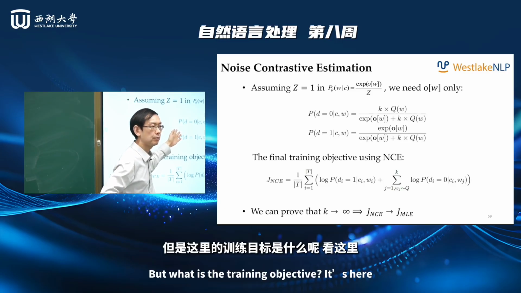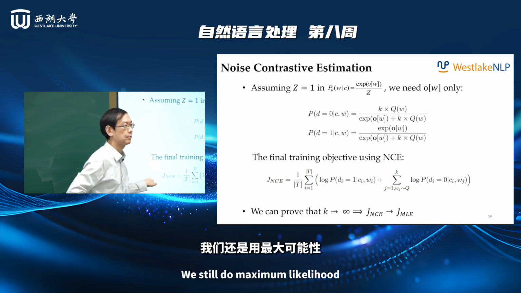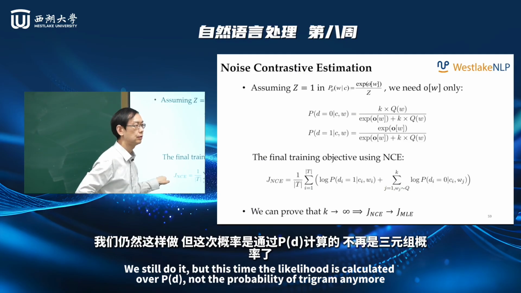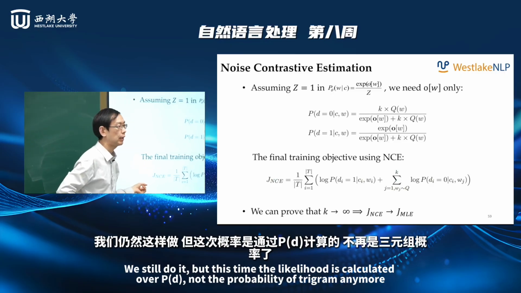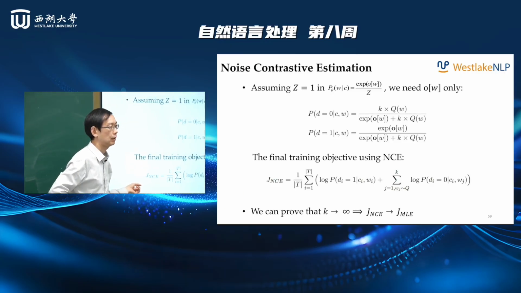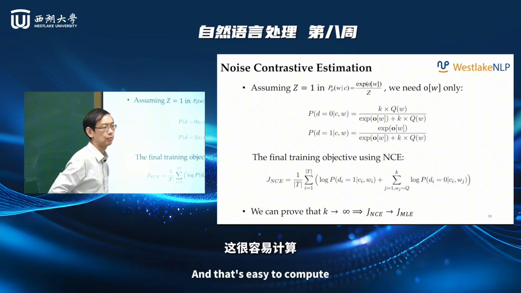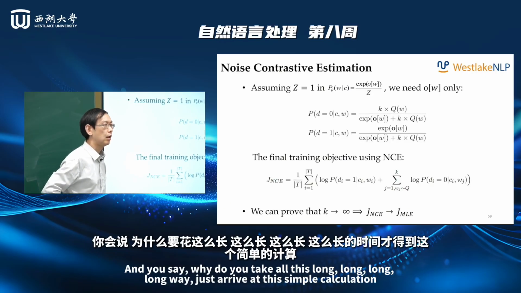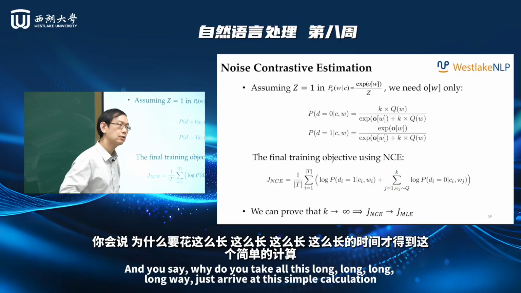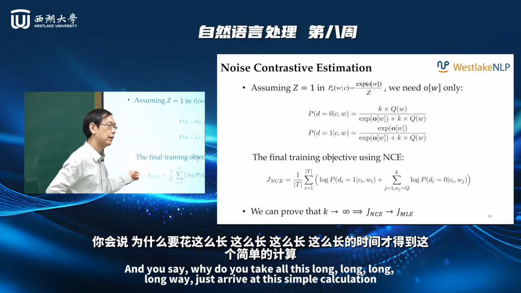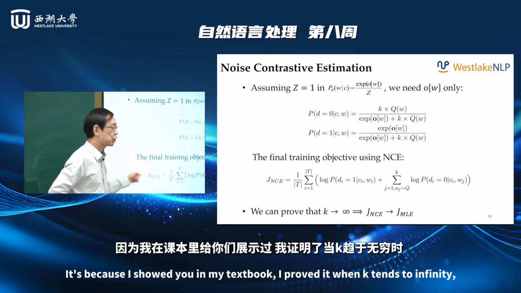But what is the training objective? It's here, okay? We still do maximum likelihood. We still do it. But this time, the likelihood is calculated over P(D), not the probability of trigram anymore, okay? And that's easy to compute. And you say, oh, why do you take all this long way just to arrive at this simple calculation? It's because I showed you in my textbook, I proved it.